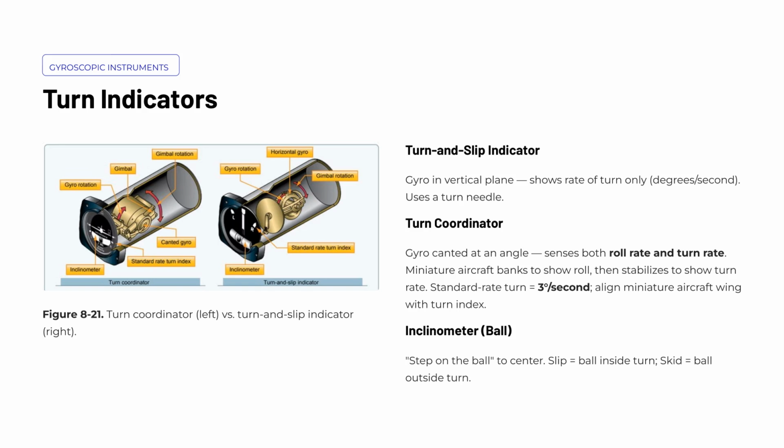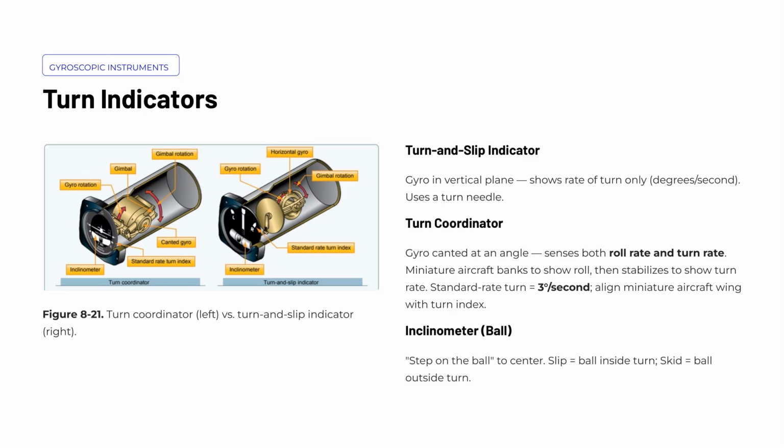This is why the miniature aircraft in a turn coordinator first responds to the roll into the turn, then stabilizes to indicate the actual turn rate. In both instruments, aligning the miniature aircraft wing or needle with the turn index gives you a standard rate turn of 3 degrees per second, which will complete a full 360-degree turn in exactly 2 minutes.